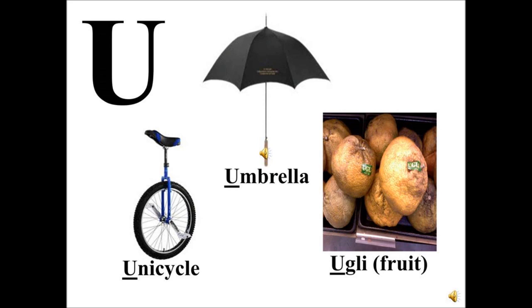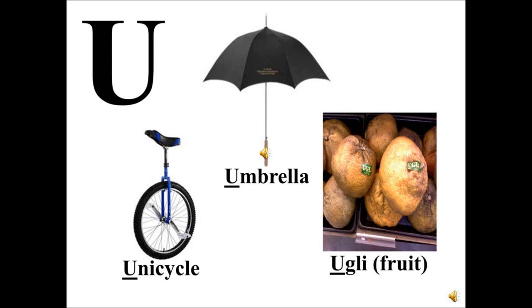Let's spell unicycle. U-N-I-C-Y-C-L-E. Unicycle. That is an umbrella. We have to have an umbrella if we go outside and it's raining, to hold over our heads. Umbrella is a U word. Let's spell umbrella. U-M-B-R-E-L-L-A. Umbrella.